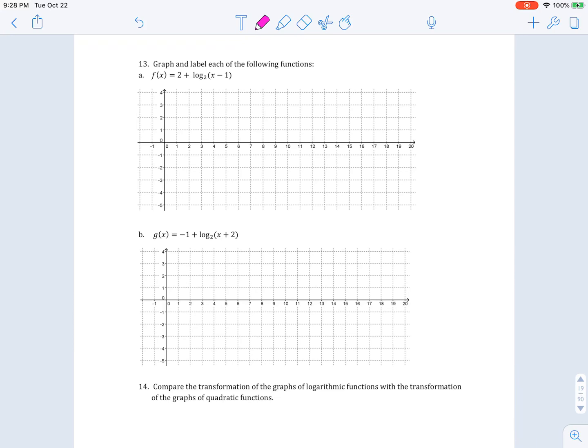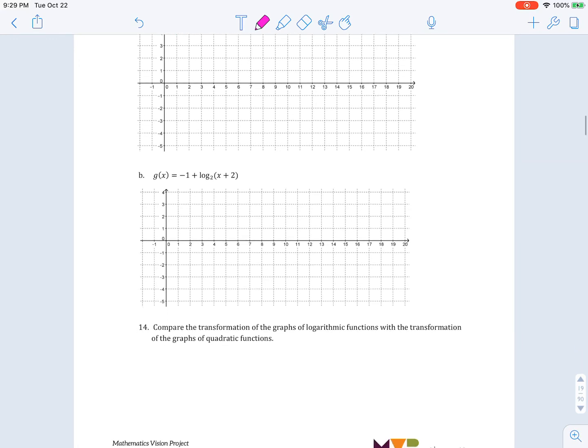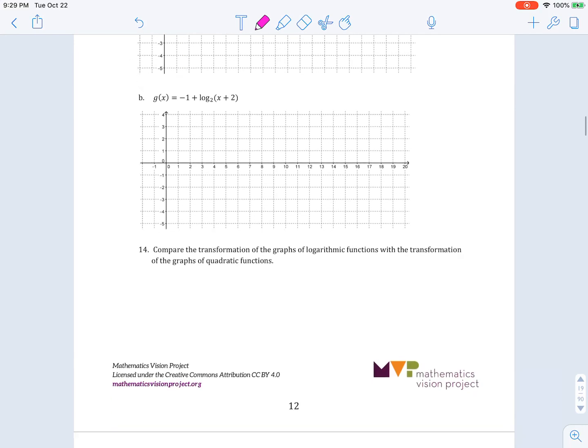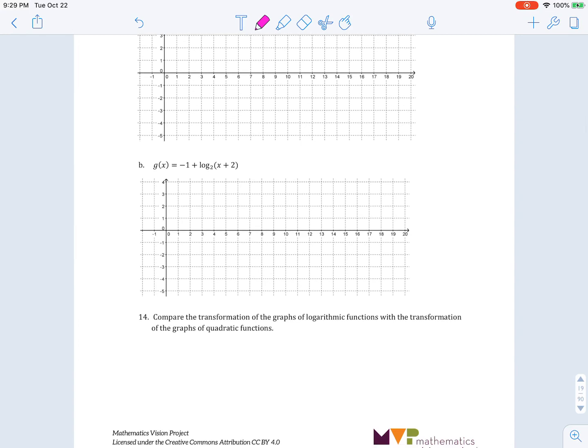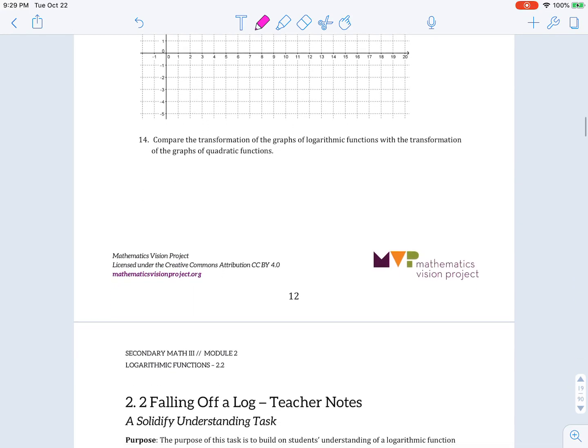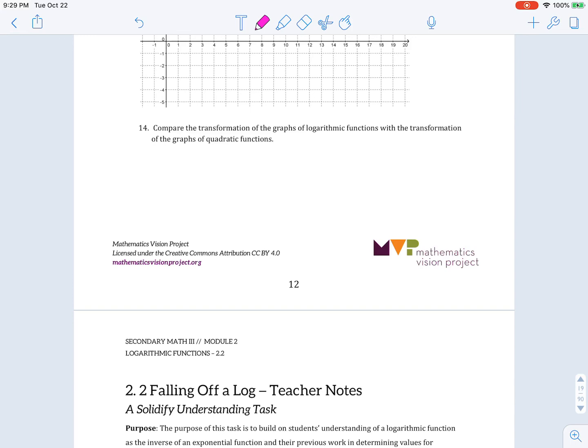13, graph and label each of the following functions. The first thing that you want to do is graph the base function, and then move it like that, and move it like that, and same thing for all of these. And when you do 13a and b, check your answer with a substitute before moving on to the ready, set, go. Okay, I do want to do 14 for you though. So for 14, you might pause the video here and come back to it.